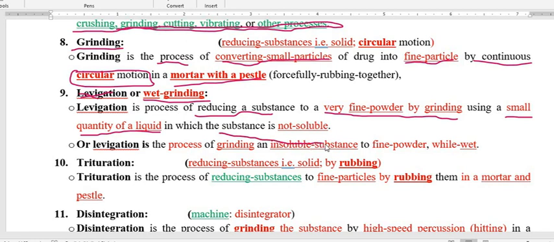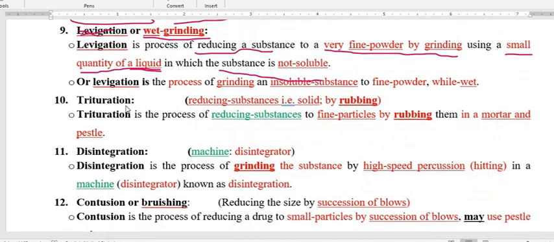So levigation is also the process of reducing the size of a substance into very fine particles by circular motion or by grinding, in which we also have to use one liquid, very small in quantity, to reduce the size of the substance. The substance is usually insoluble in that liquid. So this is called levigation or wet grinding.